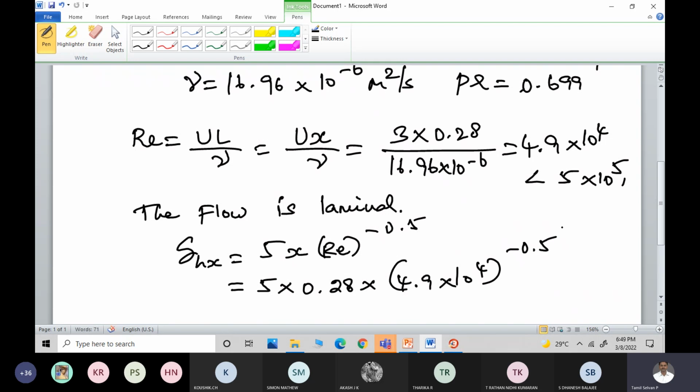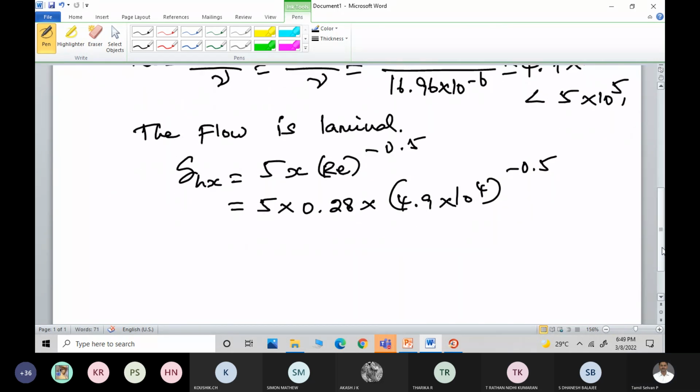So what is the hydrodynamic boundary layer thickness? How much in meters? Because we have substituted x in meters. Reynolds number is a dimensionless number. How much is it? Do it fast. 0.0063, sir. That is 6.3 mm.